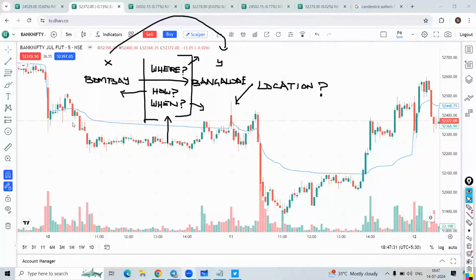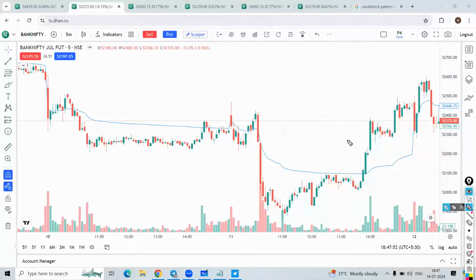Definitely no, sir. You cannot do. Same way in trading. Without knowing how, when, and where, you cannot do anything. But most traders are trading in the market without knowing how, when, and where when it comes to trading. I'll tell you now. So first important thing is location.